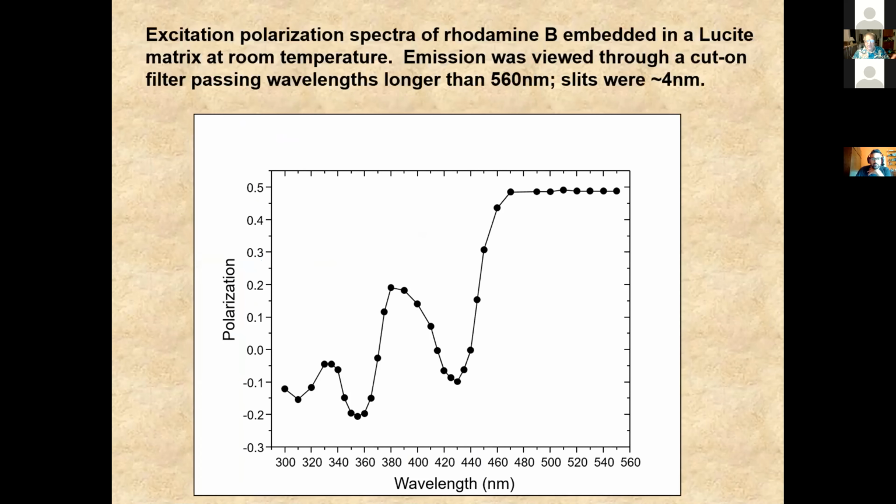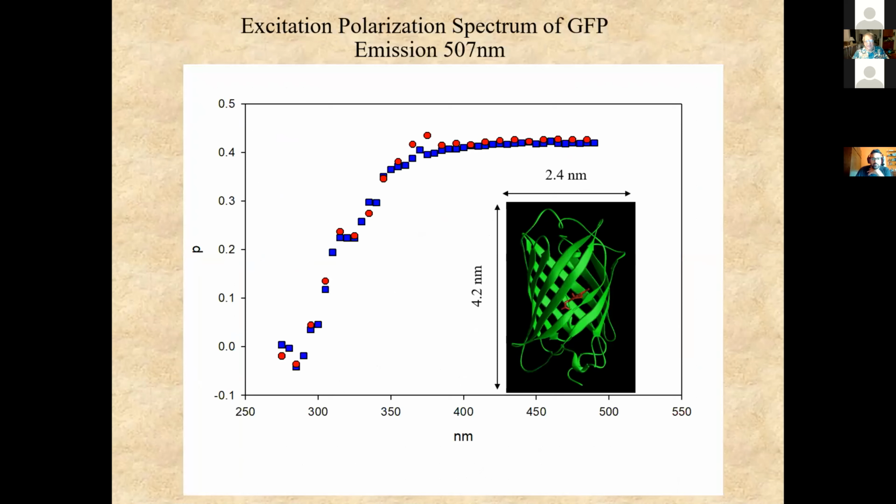Now, let's look at another molecule, rhodamine B, embedded in a Lucite matrix. So this is at room temperature, but it's in a plastic matrix. It can't move. And again, we see this variation of polarization depending on the wavelength. We see at wavelengths above 470 nanometers, you get up to nearly 0.5, the theoretical limit, but then you can get some very low polarizations below minus 0.2, for example, when that absorption dipole is at a large angle relative to the emission.